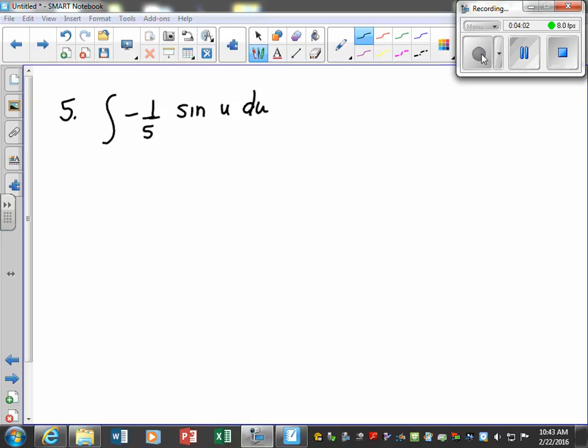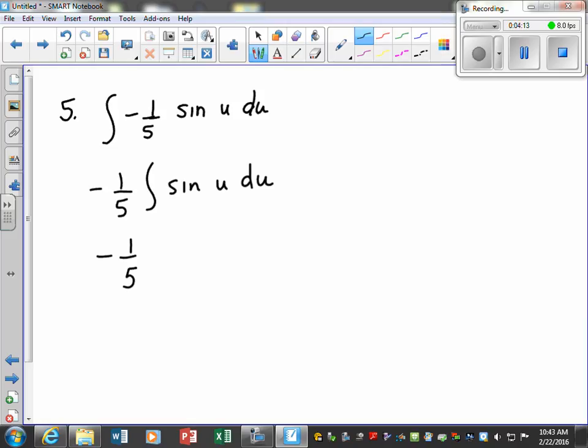Okay, on this particular one, we want to bring the negative 1/5 out front, and then we'll just have the sine of u du. This negative 1/5, we bring that down, and then what is the antiderivative of the sine of u? Right, negative cosine of u plus a constant, so then a negative times a negative, this is just going to simplify to 1/5 cosine of u plus c.